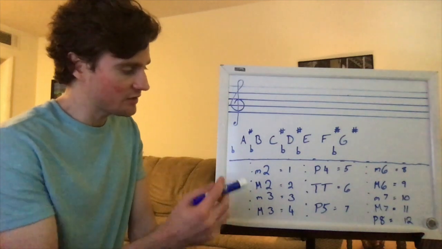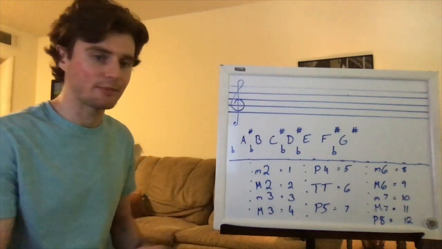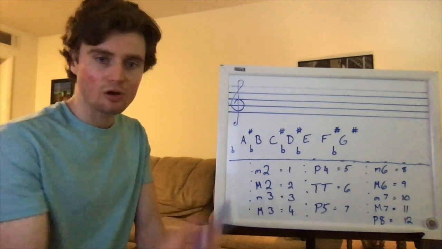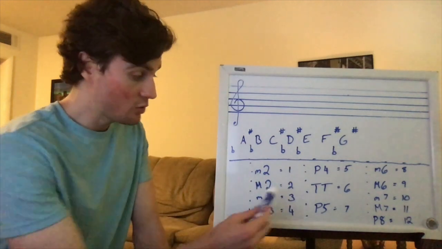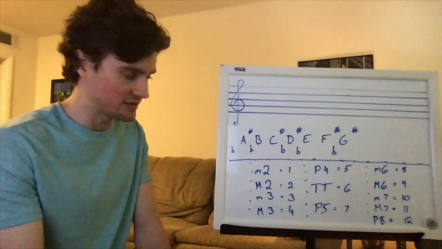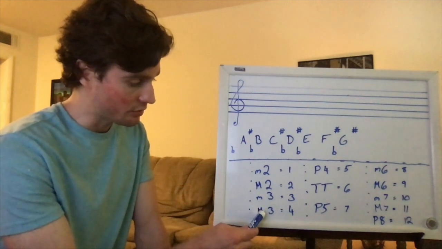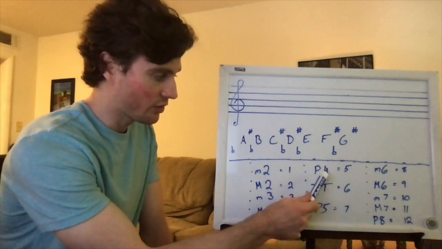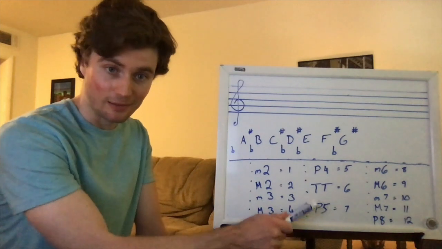And so each of these numbers of half steps has a name. 1 half step is also called a minor second. 2 half steps is a major second. 3 half steps, 4 half steps, etc. Minor third, major third. It gets a little bit strange here. So we have a perfect fourth, a tritone, and a perfect fifth in the middle.